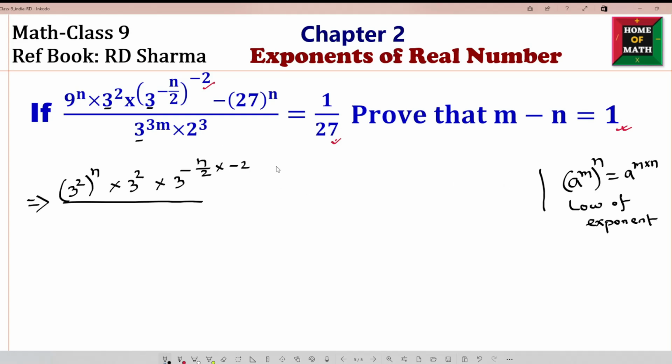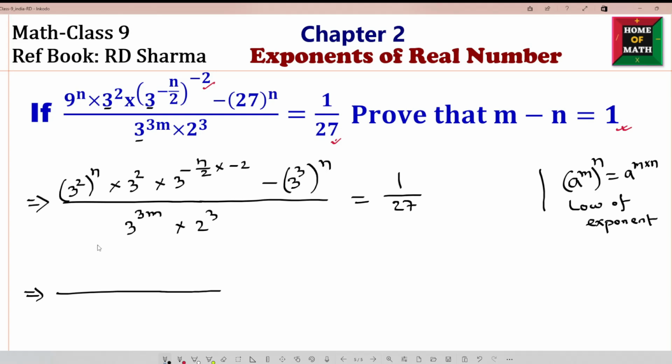Again, here is 27 to the power n, we can write 3 cube, and here is power n. Similarly, here is 3 to the power 3m times 2 to the power 3 equals 1 divided by 27. We will not do anything at this moment.